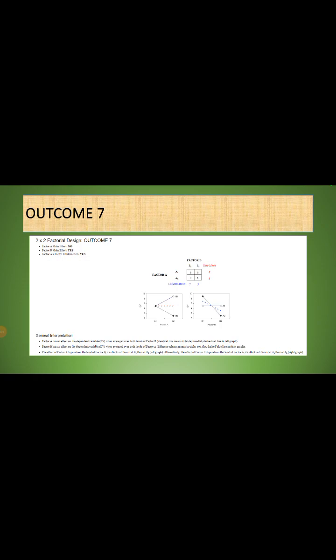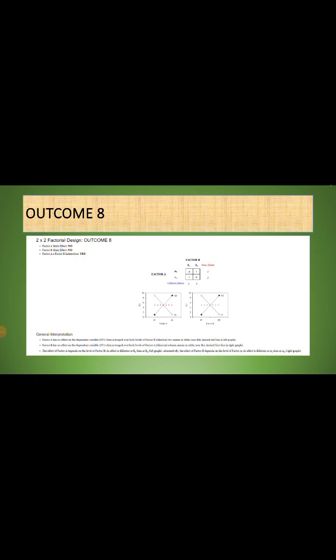Outcome 7, the interpretation says factor A has no effect on the dependent variable when averaged over both levels of factor B. Factor B has an effect on the dependent variable when averaged over both levels of factor A. Similar interpretation: the effect of factor A depends on the level of factor B. Its effect is different at B1 and B2.